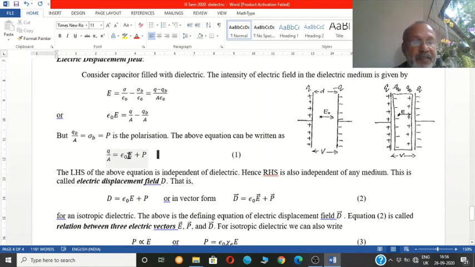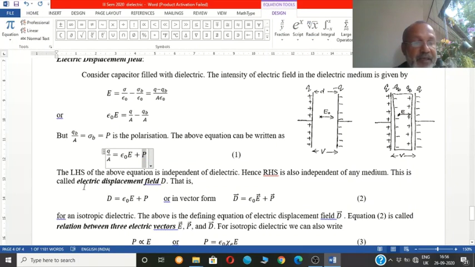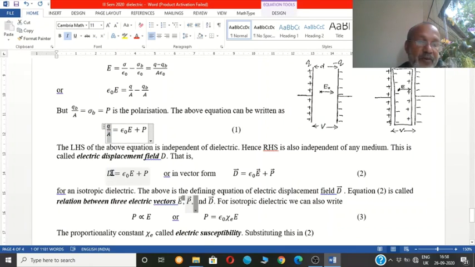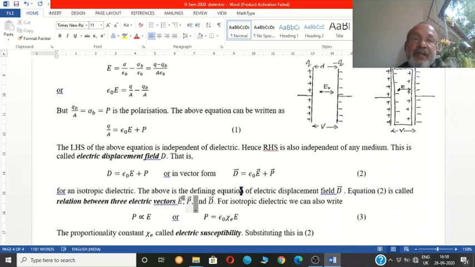So this physical quantity epsilon 0 E plus P is defined as a new physical quantity. It is called the electric displacement field D, and it is independent of any medium. So this Q by A is equal to D. This is the definition of the D field, which is equal to epsilon 0 E plus P. Epsilon 0 E plus P is called the electric displacement field. In vector form, all these D, E and P are taken as vector quantities. This relation D equal to epsilon 0 E plus P is called the relation between the three electric vectors.